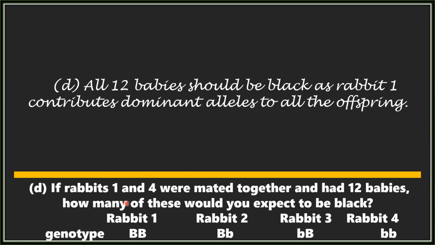If rabbit 1 and 4 were mated together and had 12 babies, how many of these would you expect to be black? All the 12 babies should be black, as rabbit 1 contributes dominant alleles to all the offspring.